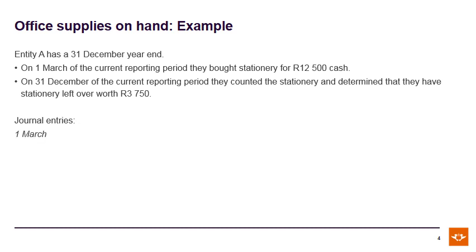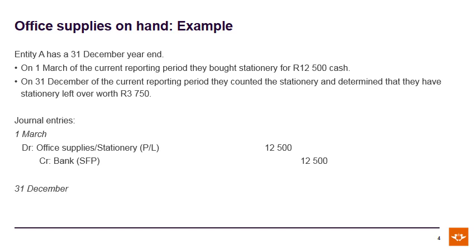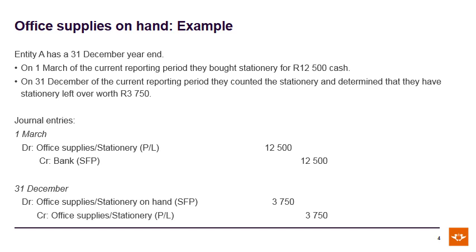On the 1st of March, the entity would have debited office supplies or stationery account of 12,500. This is the expense account. We bought it for cash and therefore we credit the bank. On 31st December, because there is stationery left over, we need to transfer from the stationery expense account to an asset account. So we debit office supplies or stationery on hand with the amount left over, and we credit the expense account.